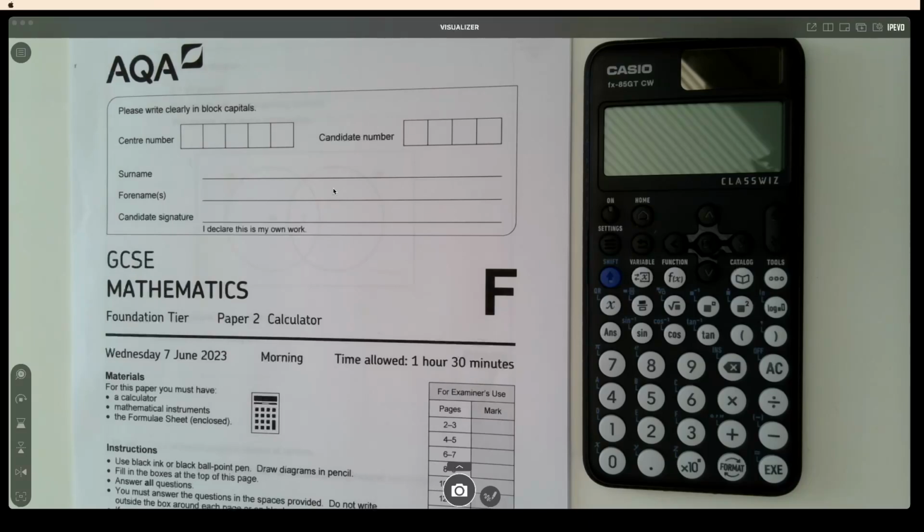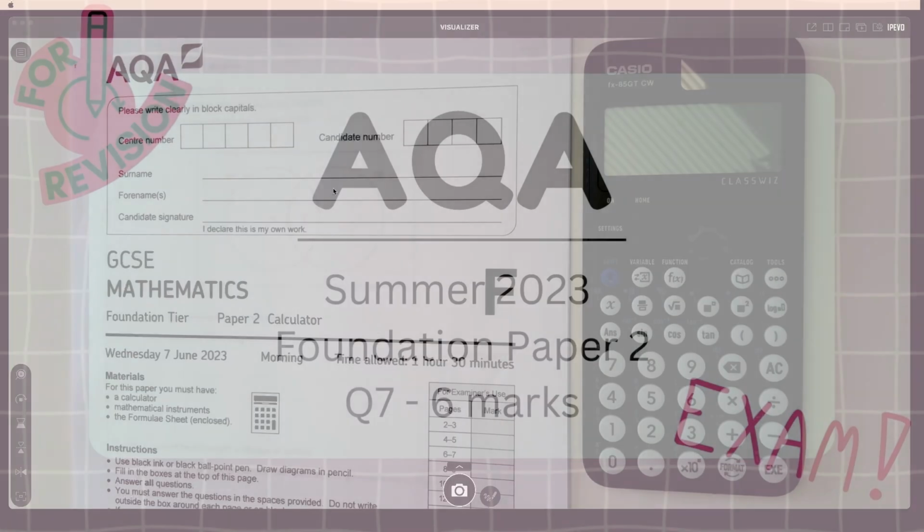AQA Paper 2s are calculator papers, so a calculator should be used. A little disclaimer: there may be more than one way to answer a question. The methods shown in this video are not the only way some mathematical skills can be applied. Okay, let's get started.